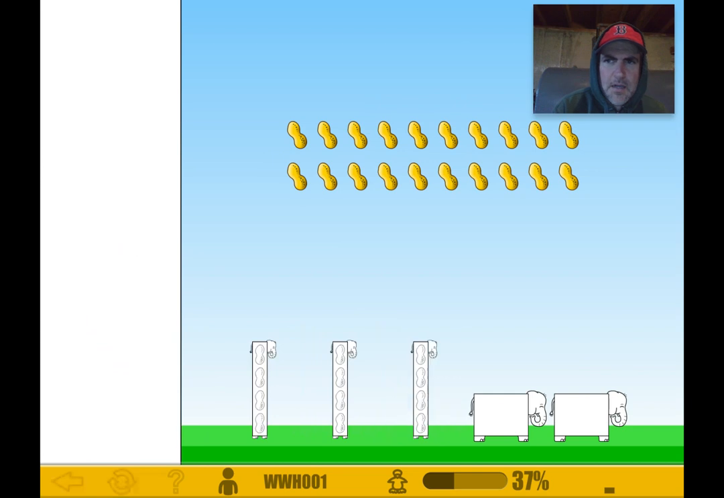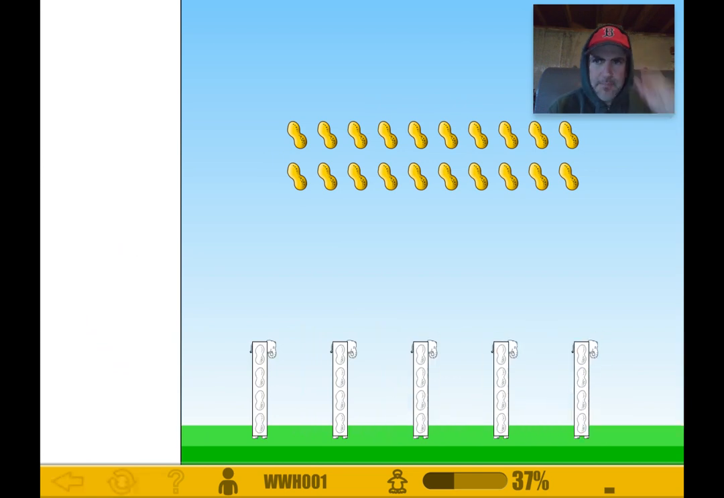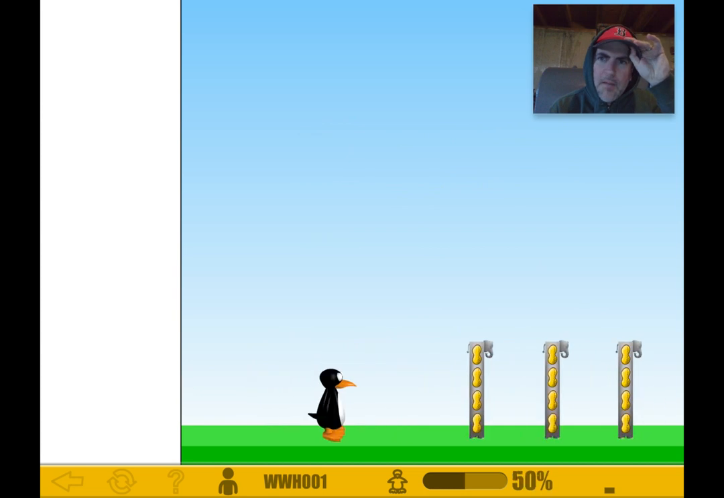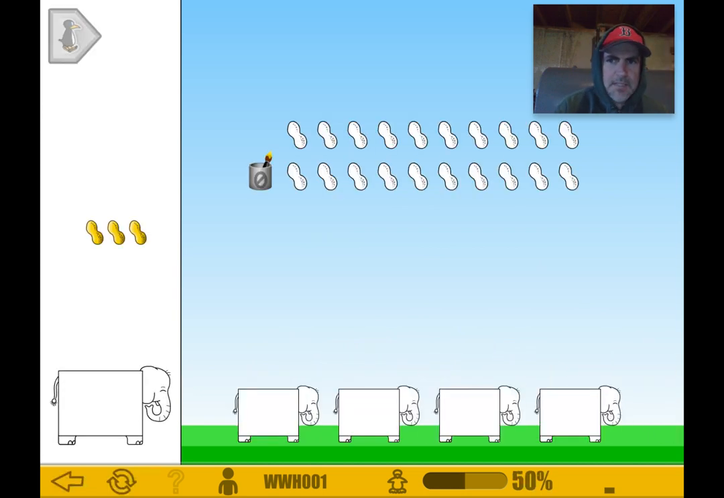Is it called a herd? I don't know. Let's call it a herd. If you know, put it in the comments and teach me something, because I'm not sure what a group of elephants are. I'm going to call it a herd.